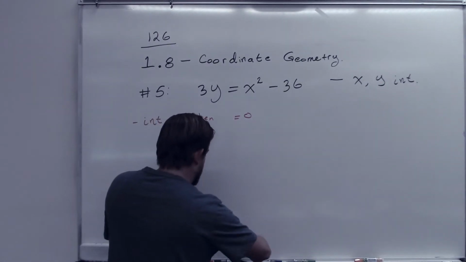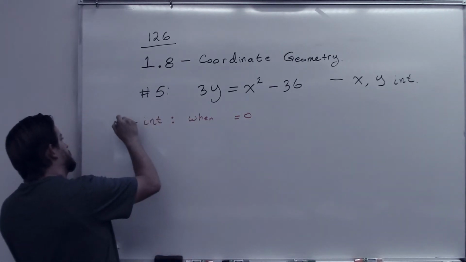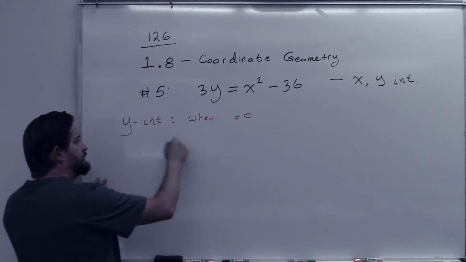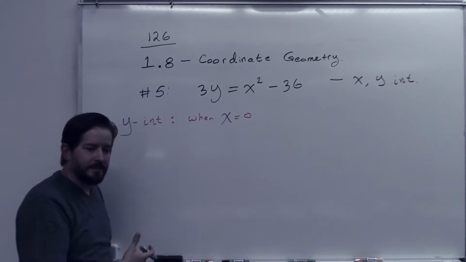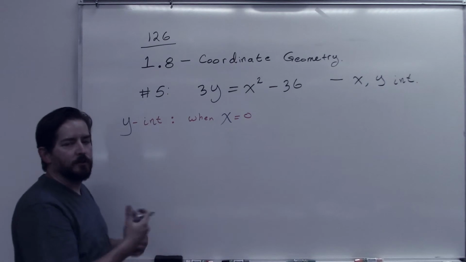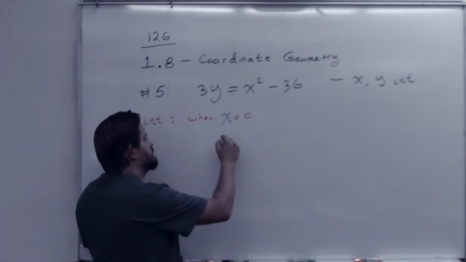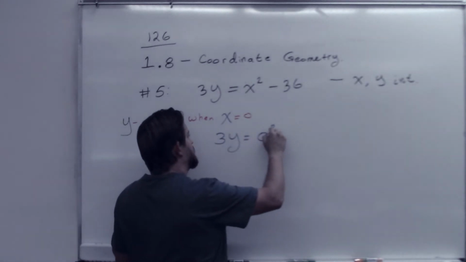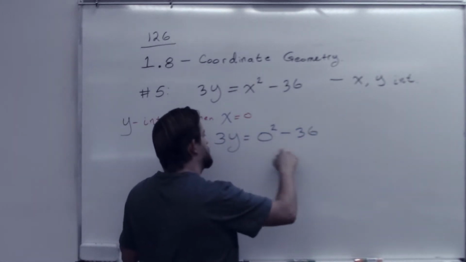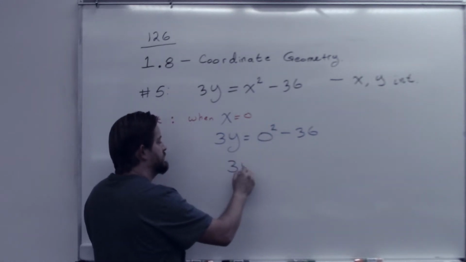The other side of this is the y-intercept. The y-intercept is when x equals 0, because again, that's the definition of being on the y-axis: x is 0. You haven't gone left or right. So if I plug in 0 for x, that gives me 3 times y equals 0 squared minus 36. 0 squared is still 0, and minus 36 is just negative 36.